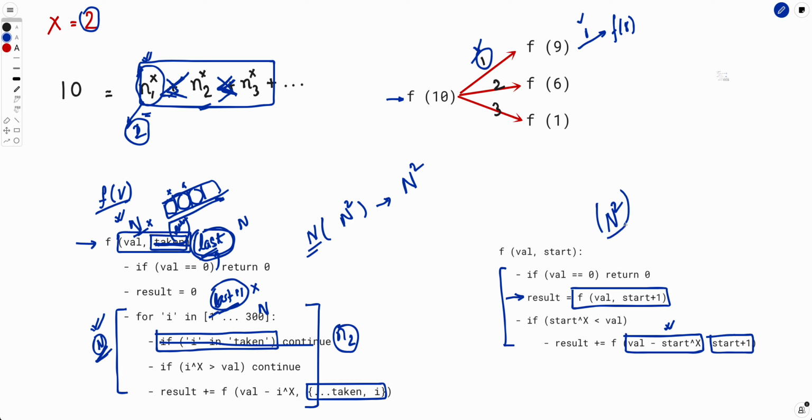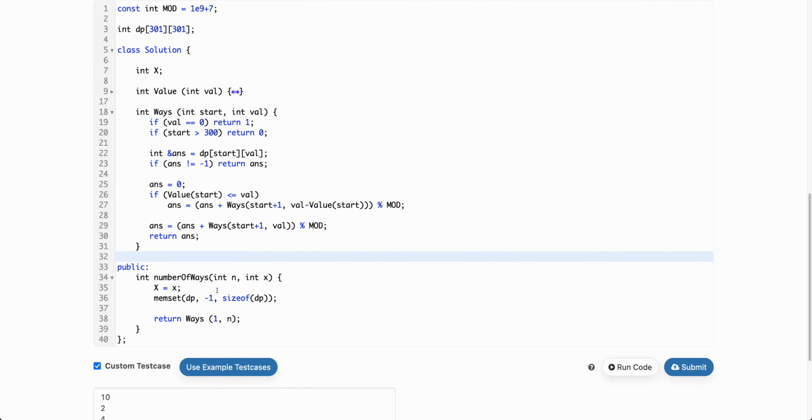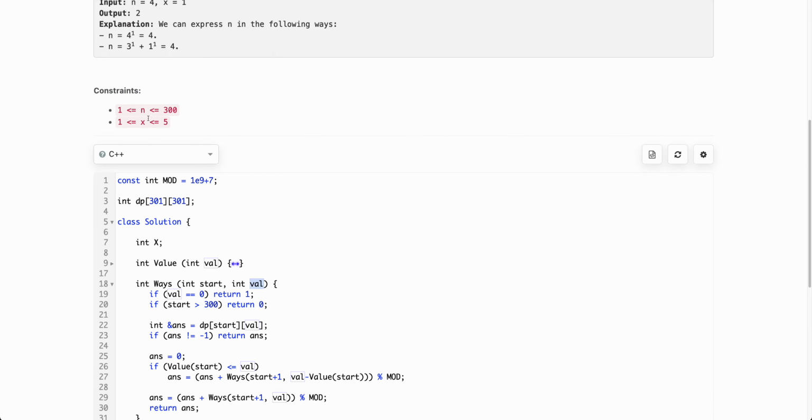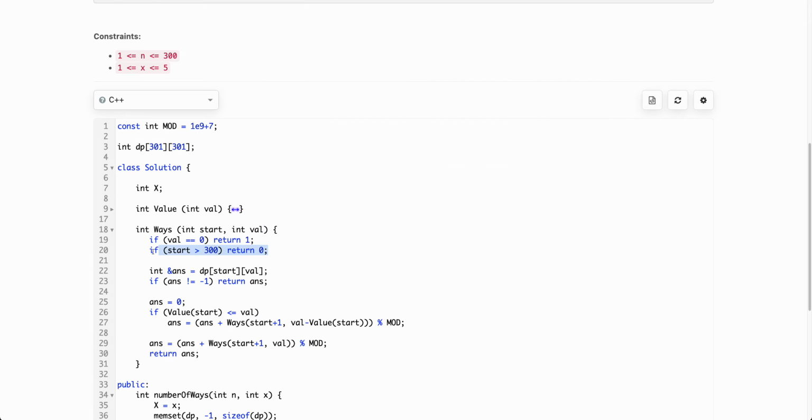So hope this entire solution with the thought process is clear. The code is very straightforward. In the code, we are doing exactly the same thing that we have discussed. We have these two things, start and val. We will check if start is greater than 300, we'll simply return 0, because we know that the value itself is less than 300, because n is up to 300. So we'll simply return 0 in this case. Otherwise, we'll check the cache. If this state is something we have already calculated, we will simply return it.